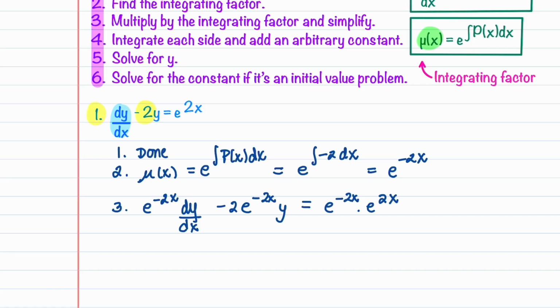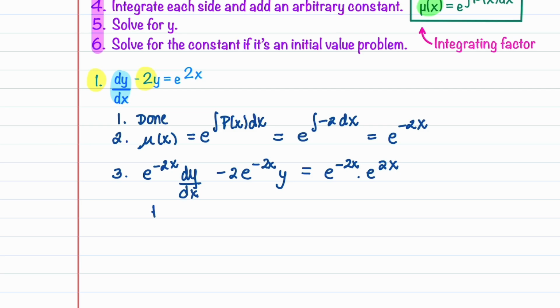Now we need to simplify. What we end up with on the left-hand side is the derivative with respect to x of e to the minus 2x times y. Our left-hand side is just the first term, e to the minus 2x, times the derivative of the second, using the product rule, plus the derivative of the first term times the second term. It always works out that the left-hand side is the derivative of the integrating factor times y. And then on the right-hand side, we can simplify and we get 1.